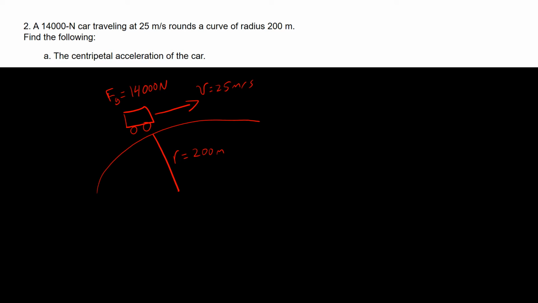And I need centripetal acceleration. Well, I have an equation for that. Centripetal acceleration equals velocity squared over the radius. That was right off that last couple of slides ago where we had all of the equations. This is just one of them. I have the velocity, so I've got 25 meters per second, all squared, and then divided by 200 meters.